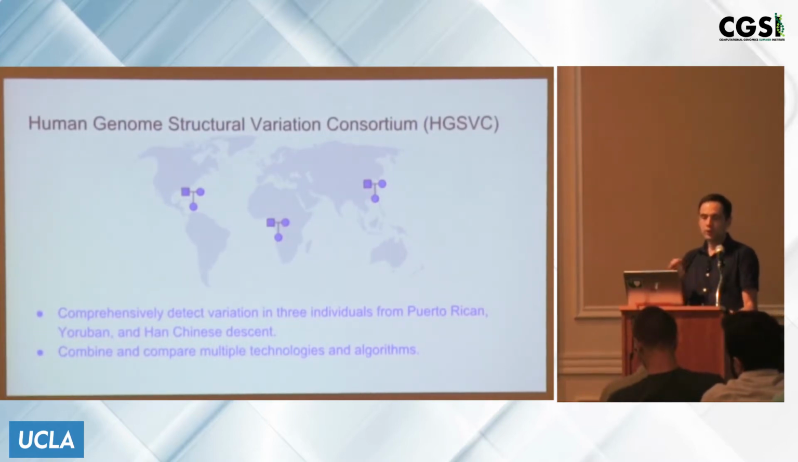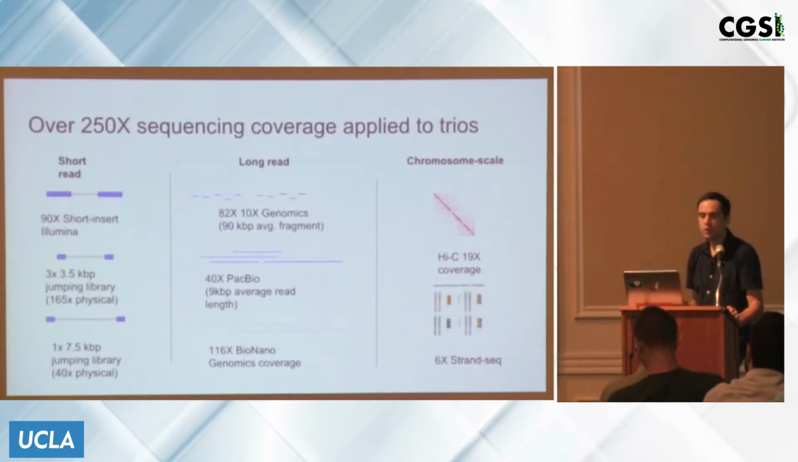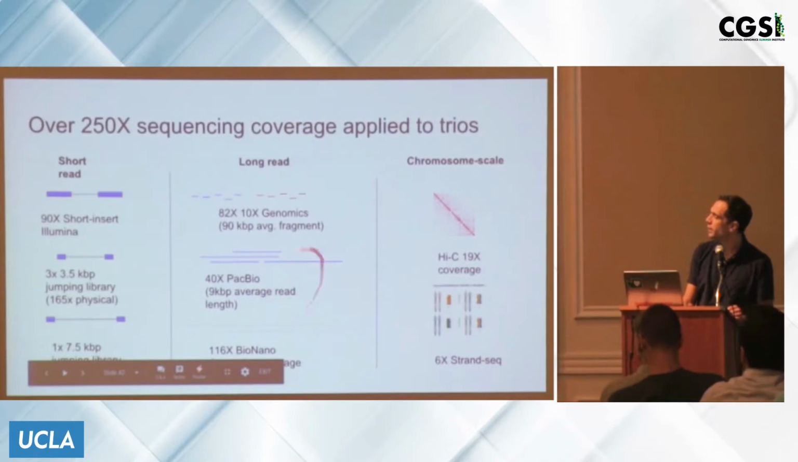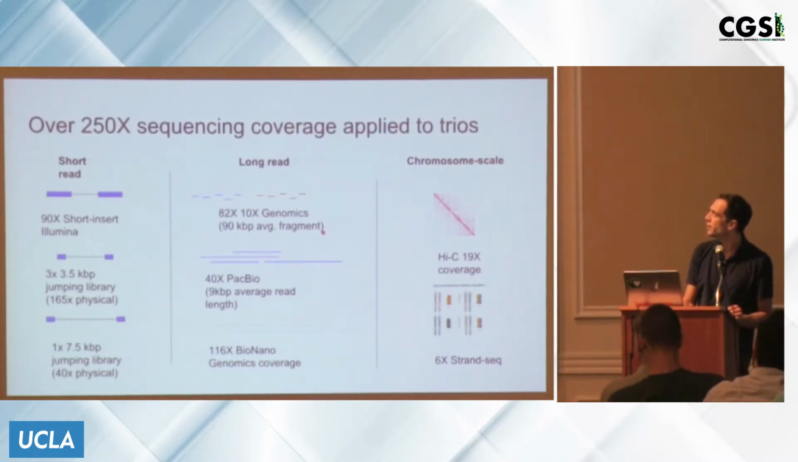Essentially, we're using every possible method that we can apply to these 3 genomes to try and detect variation from them. These methods scale from what I call short read, long read, all the way up to chromosomal scales. Short reads, we know what they are, Illumina sequencing. Long reads, we more or less know what they are, PacBio and nanopore. We also included some 10x Genomics, although we only use this for phasing. And then the chromosome scale.